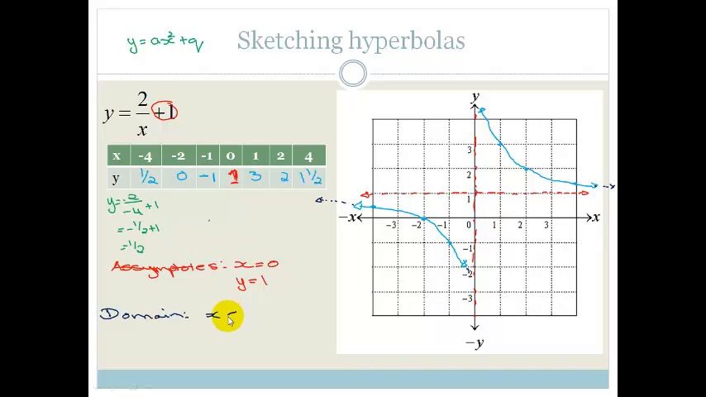X is still an element of real values, and x does not equal 0. But let's just talk about the range, which is our y values. Do you see this graph has actually changed now? Before it used to be getting closer and closer to the x-axis, but now it's getting closer and closer to the y equals 1 line.